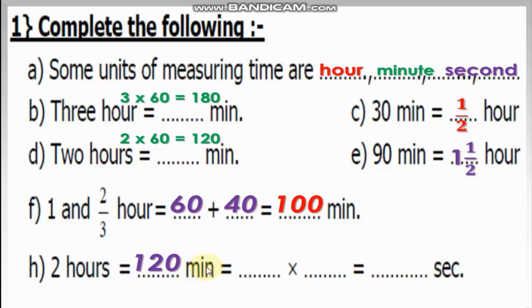We need here to convert from minutes to seconds. 120 minutes equals how many seconds? So we'll multiply 120 times 60. At first we will take the two zeros and put them there. Then multiply 6 times 2 equals 12. 2 and carry 1. 6 times 1 equals 6 plus 1 equals 7. The result will be 7200 seconds.